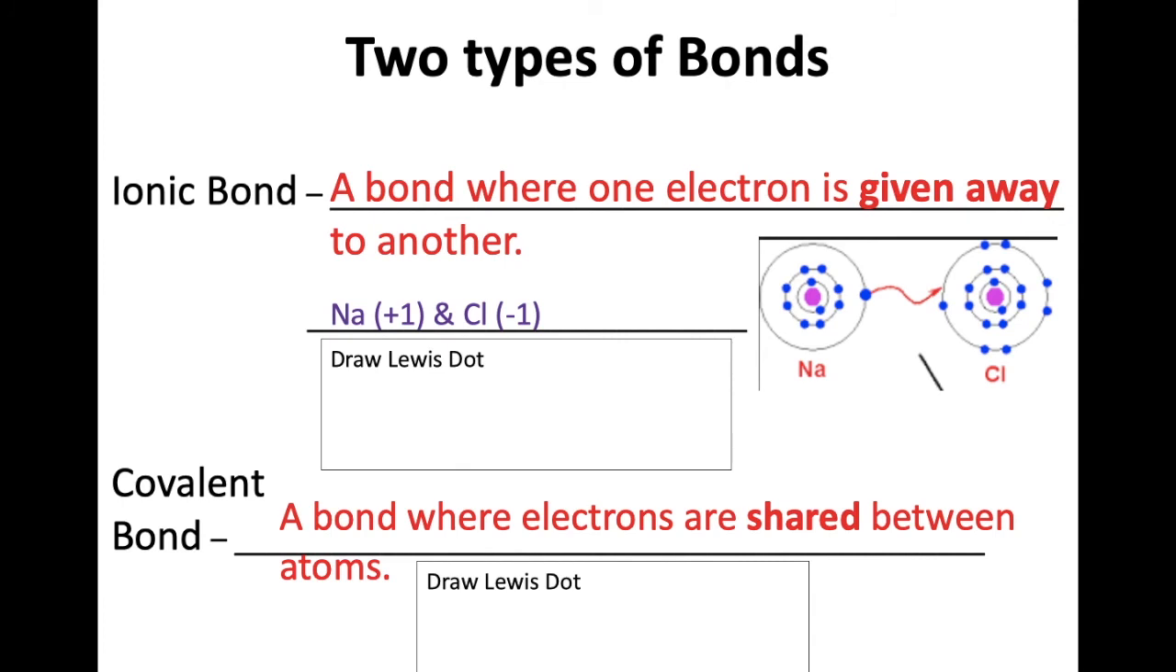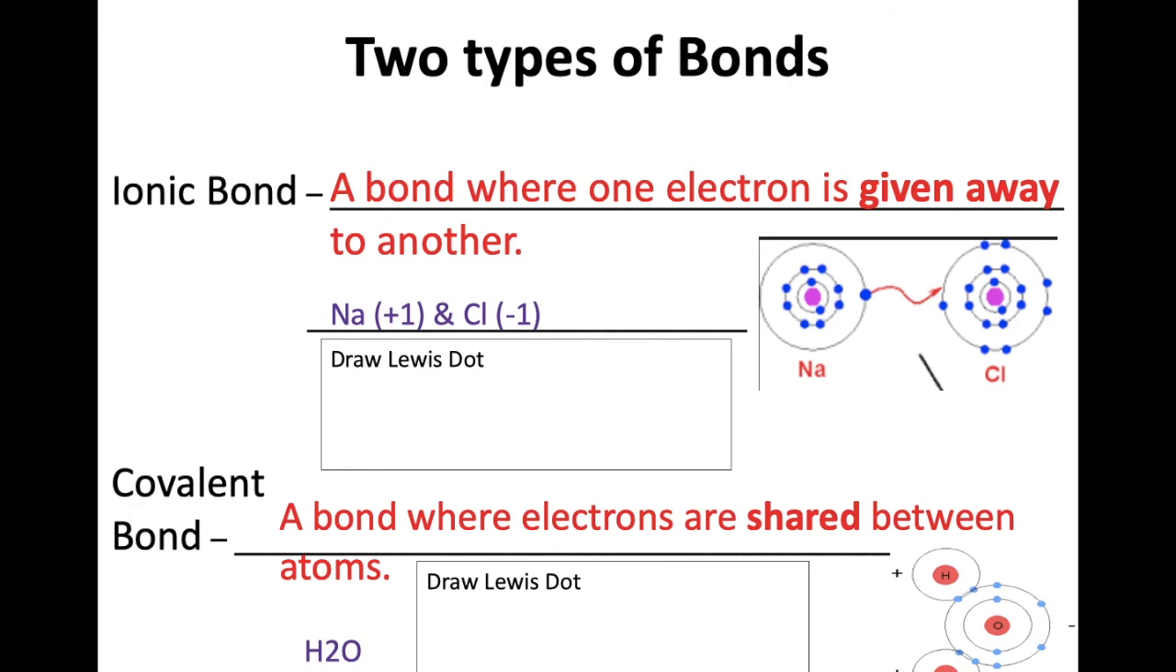Versus a covalent bond is a bond where electrons are shared between atoms. An example of this is water. Water consists of hydrogen, 2 of them, and an oxygen. Now those hydrogens, they only have 1 electron, and they don't want to just give it away to oxygen, they want to share with it.